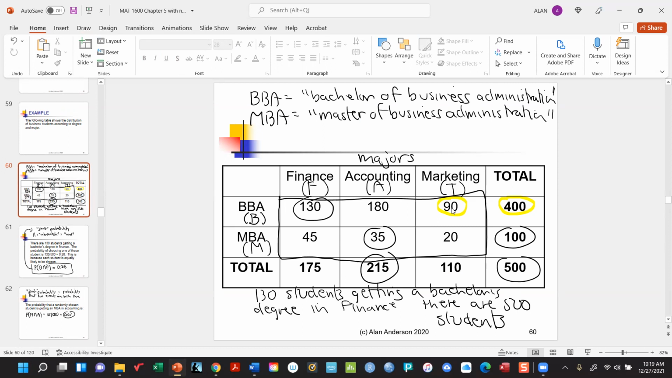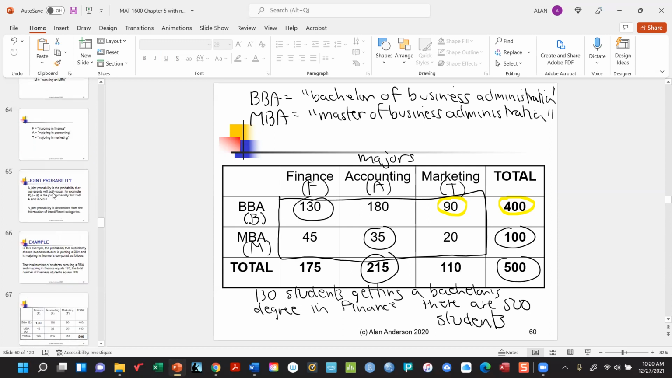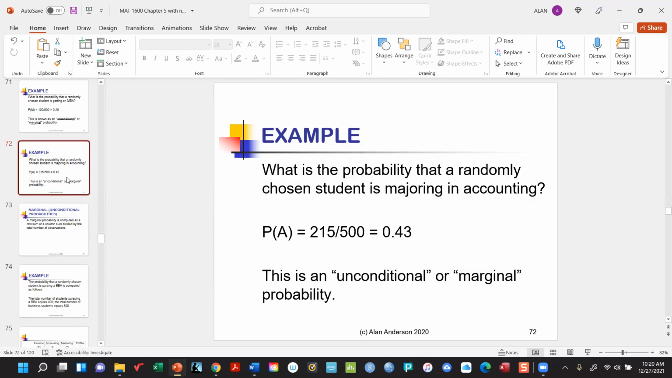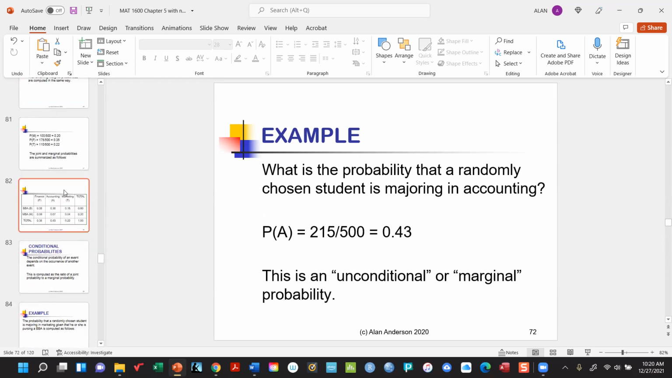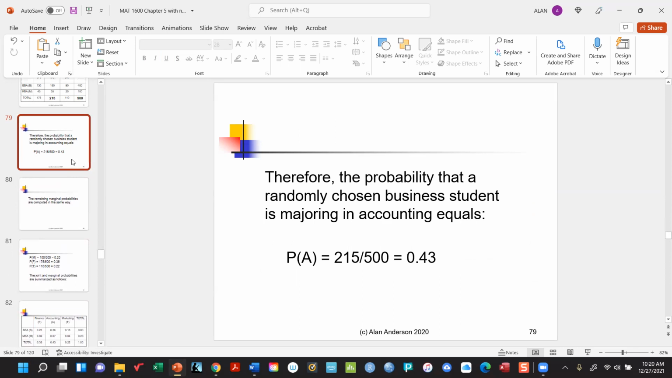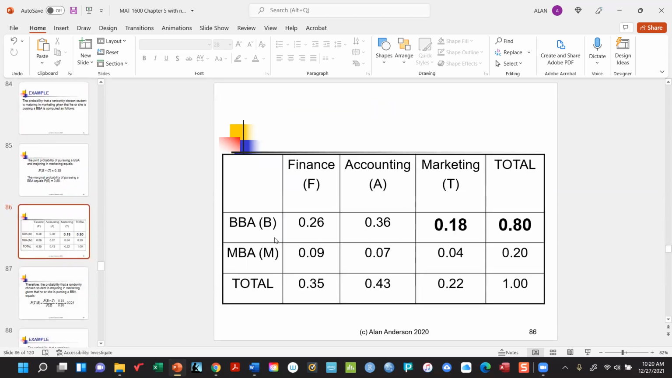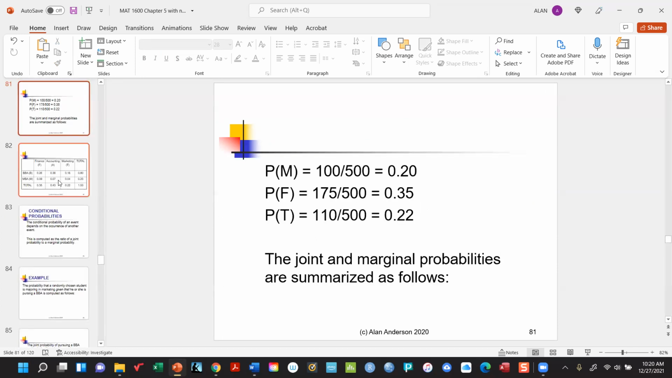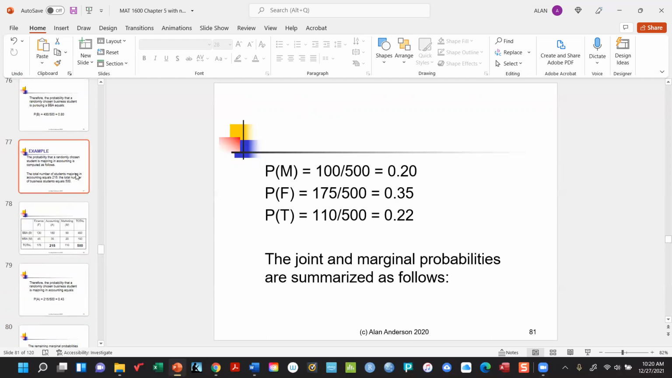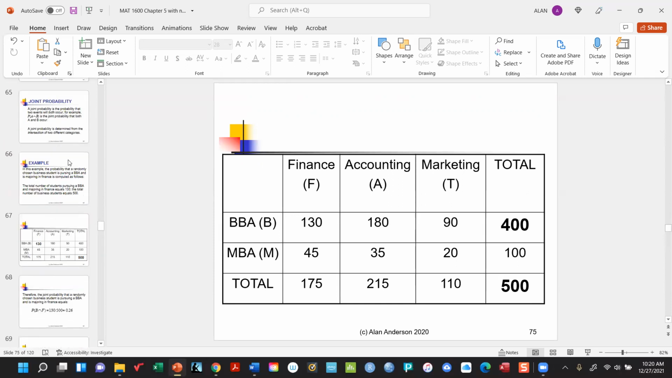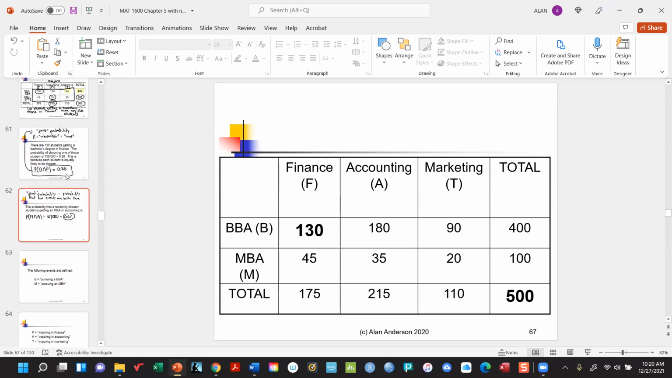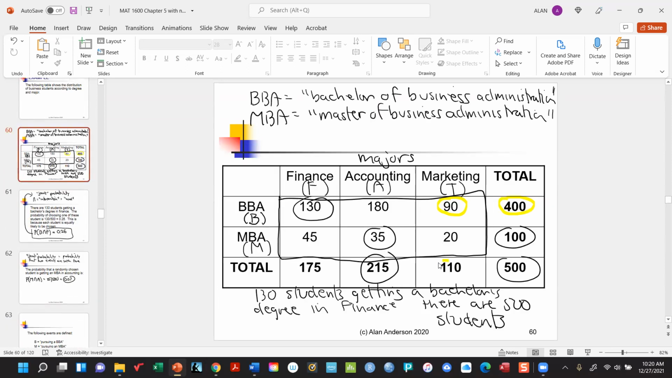So again, this is a very different situation because we have knowledge of the fact that we did not choose an MBA student, and that changes our results. So we ended up with 90 over 400. Let me jump down here again. So yes, based on the logic that I've just shown you, that probability is 90 out of 400 instead of 110 out of 500.